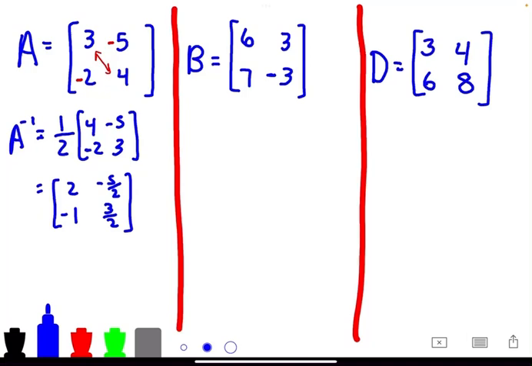We could always check it. If we multiply the inverse times the original matrix A, we will get the identity matrix, which was 1, 0, and 0, 1 going across. Okay, let's try the next example.